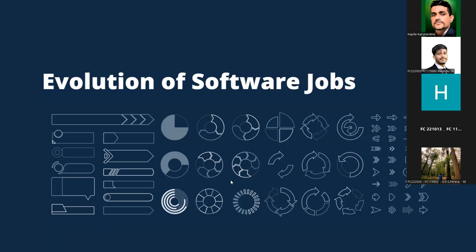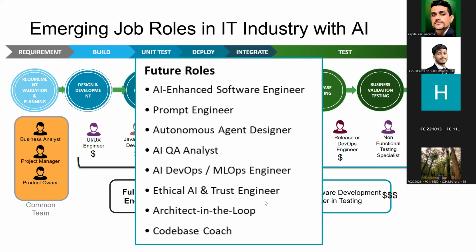So that's the way crucial things. So with the evolution of these jobs into AI, jobs also get changed. Previously I mentioned the entire IT industry has changed into two different versions of roles: full stack engineer and so on. But with AI, a lot of new roles are initiating. So basically, AI engineers, prompt engineers, autonomous agent designers, AI QA analysts, ML DevOps, machine learning operations engineers, ethical AI engineers, architects. So various AI roles are being introduced.